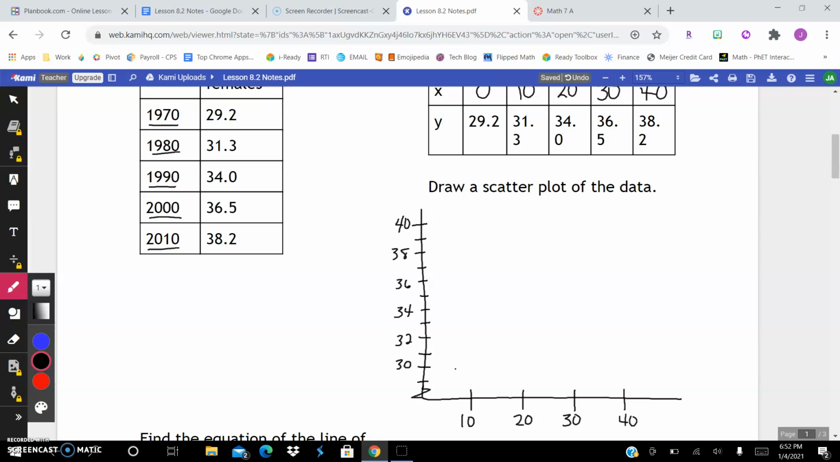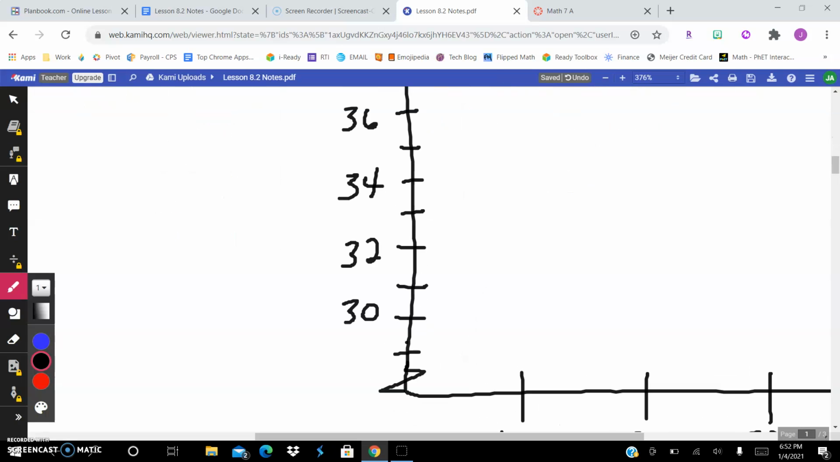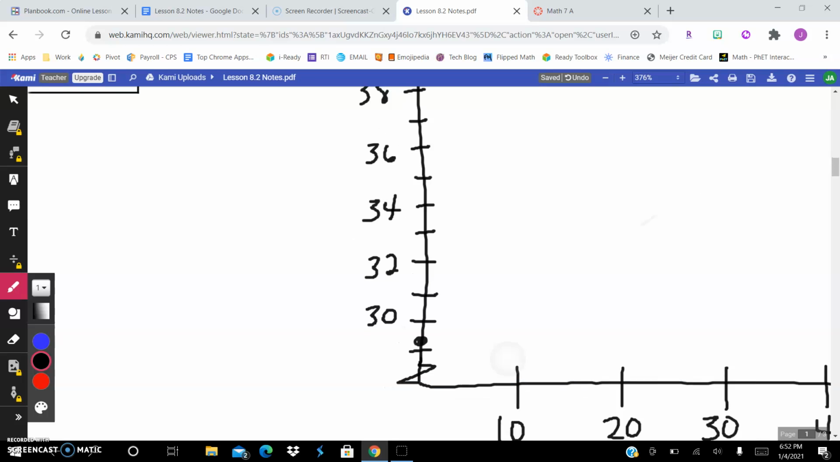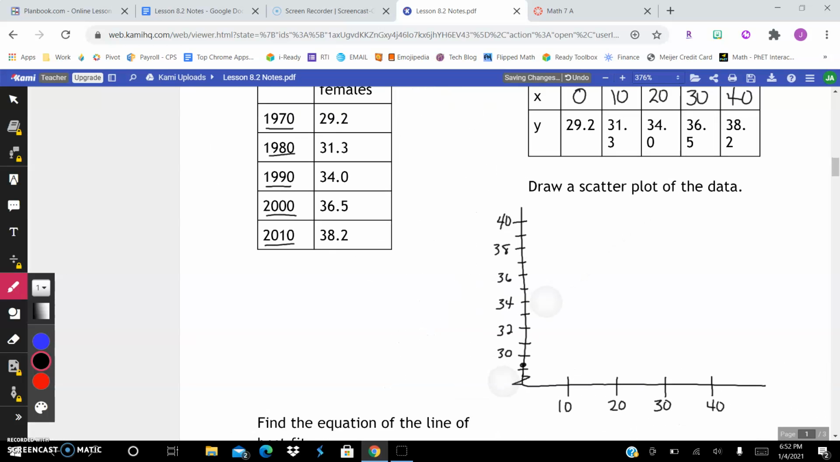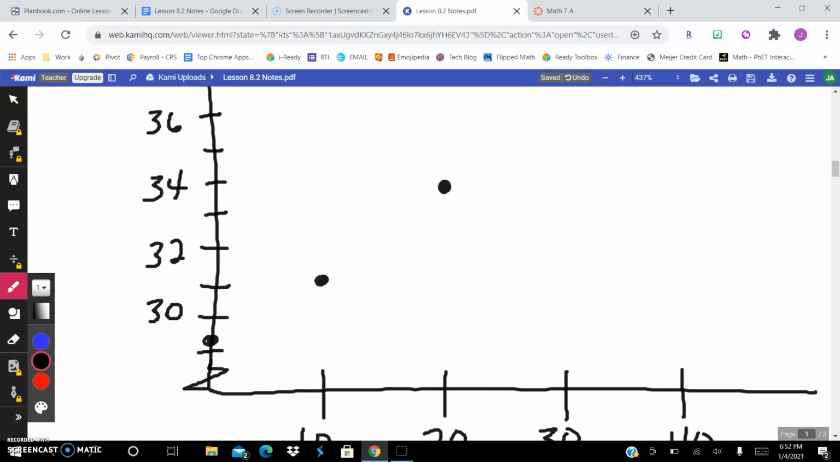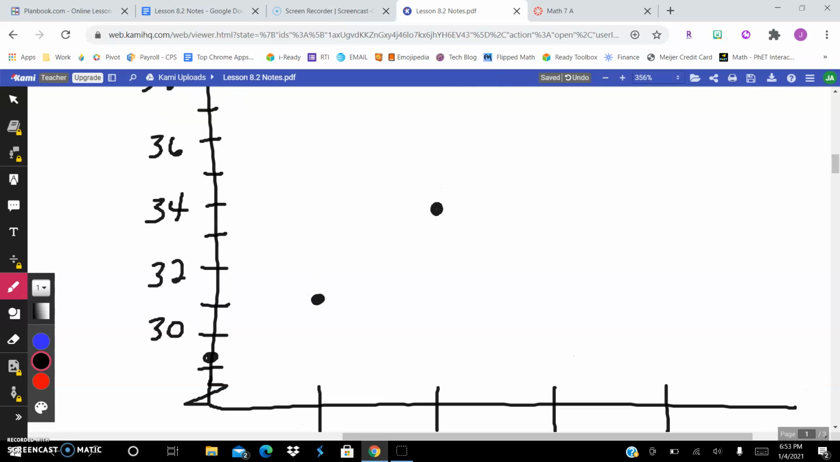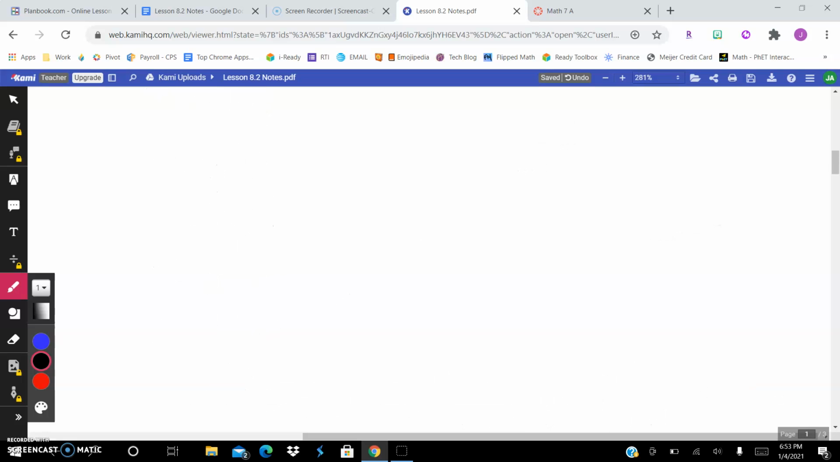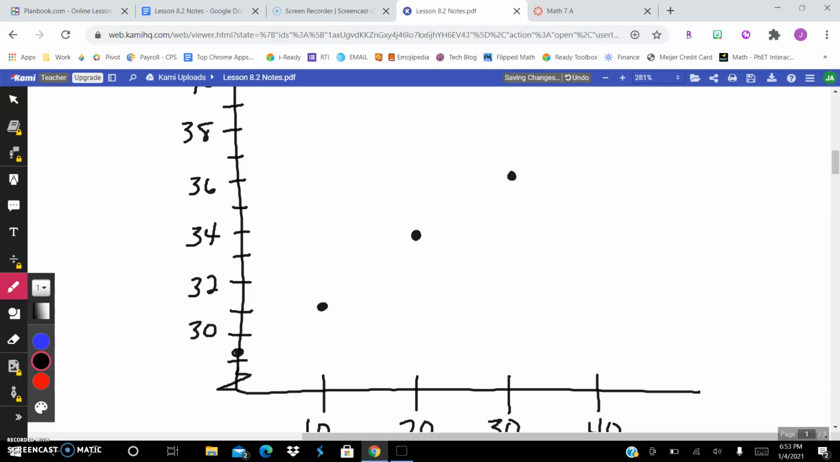0 is 29.2, so it's going to be just above the 29. 10 is 31.3. 20 is exactly 34. 30 is 36.5. And 40 is 38.2.